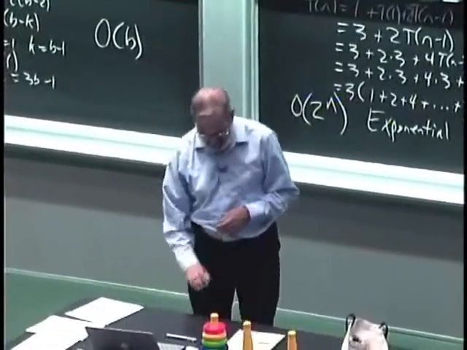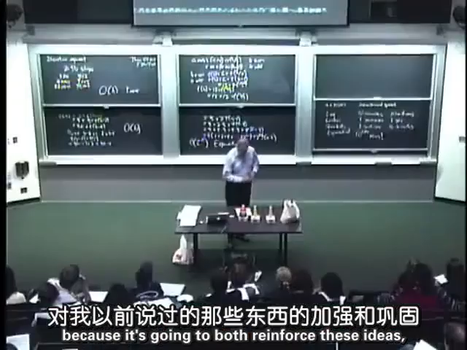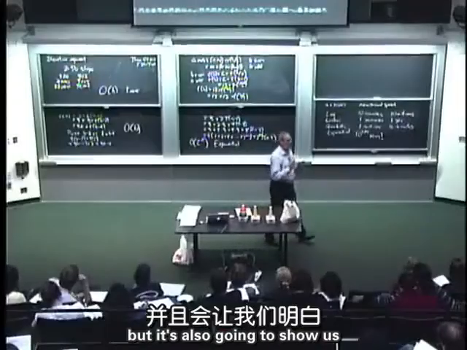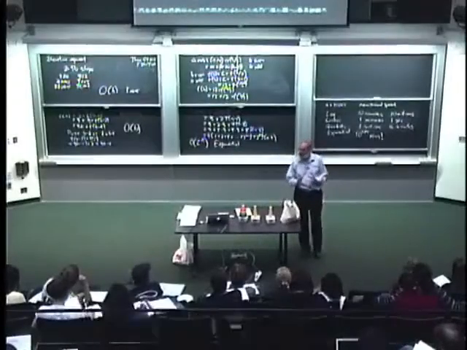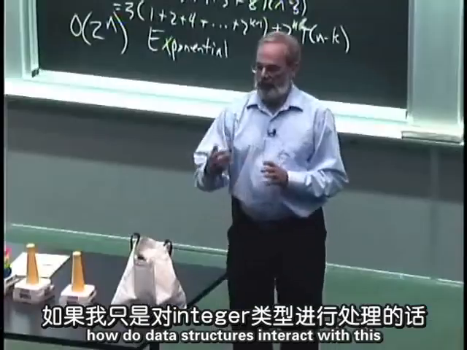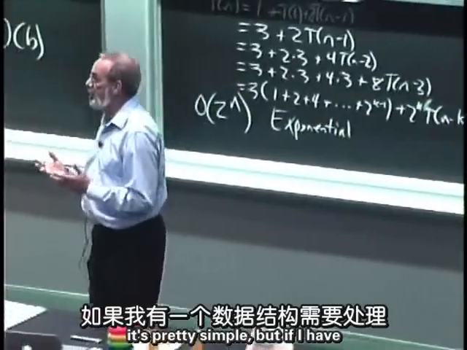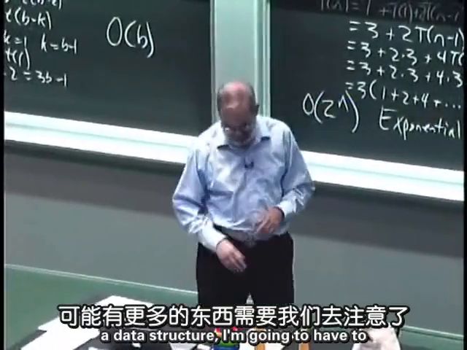I'm going to take a little bit more time on it because it's going to both reinforce these ideas, but it's also going to show us how we have to think about what's a primitive step, and in particular, how do data structures interact with this analysis. Here I've just been running integers. It's pretty simple. But if I have a data structure, I'm going to have to worry about that a little bit more. So let's look at that.